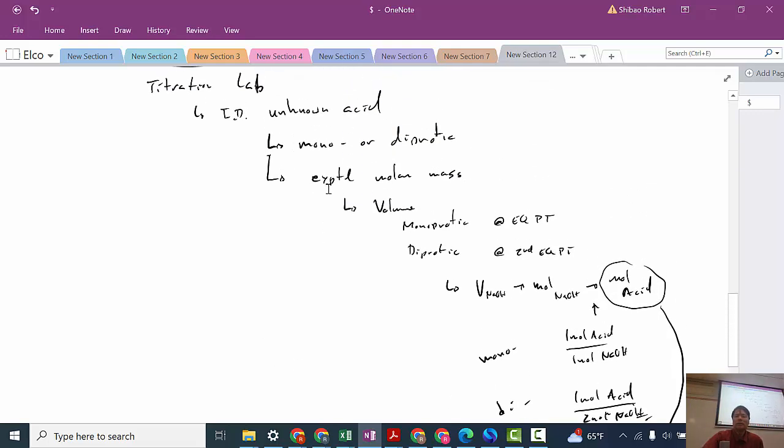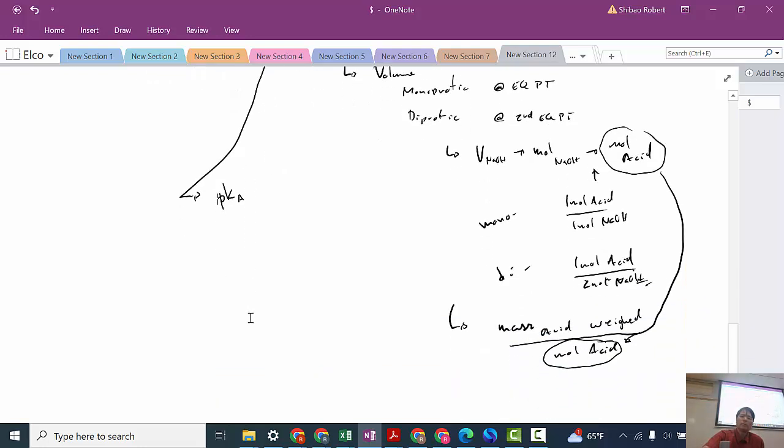The other piece of information that we're going to use to identify our acid is the pKa values. The pKa value, if it's monoprotic, is just the pH at the half equivalence point.